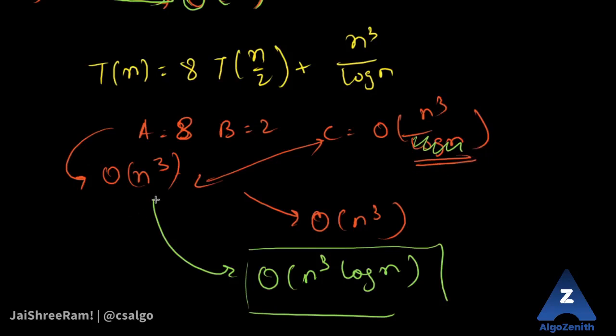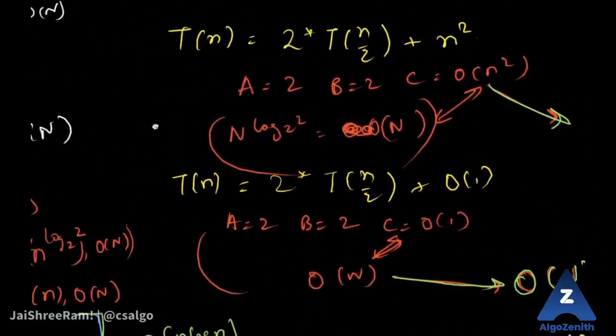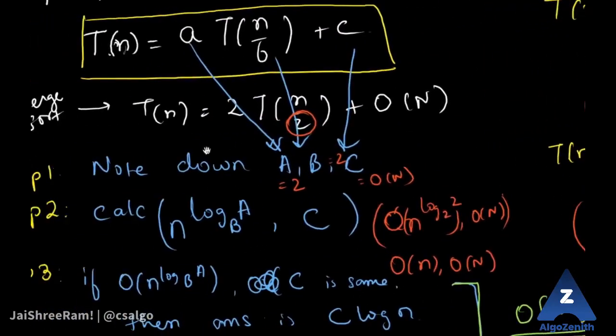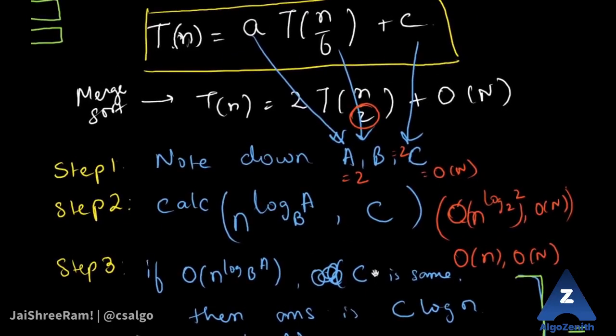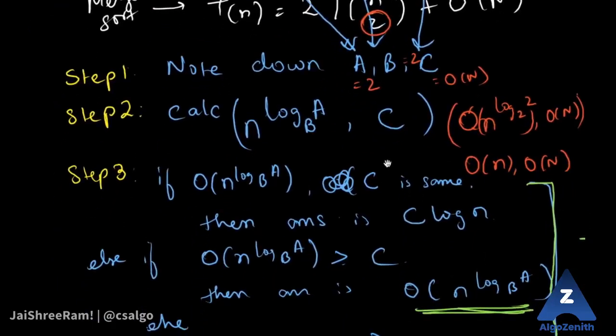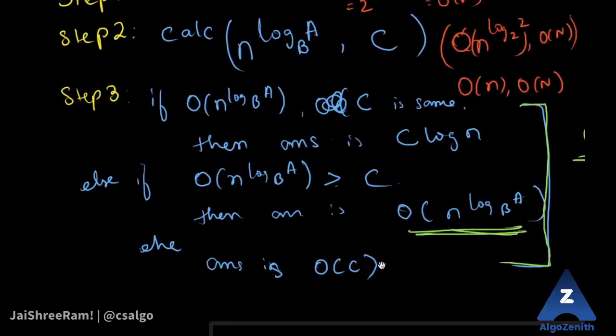So that's all on Master theorem. Let's quickly revise the brief idea of Master theorem, the steps that you need to follow: find out the recurrence in this form, write down a, b, c, the three variables, calculate these two values, n to the power log base b of a and c, and check whether they are the same. If they are the same, you have a log n being added to it. If not, then whichever is greater, n to the power log base b of a or c, you will report that as the answer. That's it.